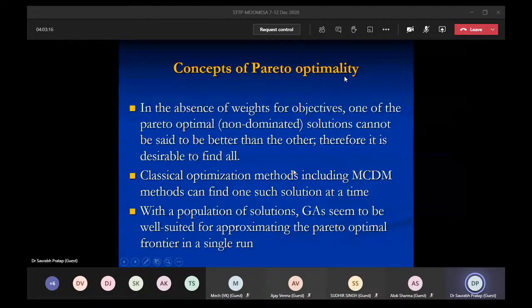In the classical optimization method, with multi-criteria decision making, we can make a questionnaire and circulate it to experts to determine the solution. We can also use the MCDM technique.